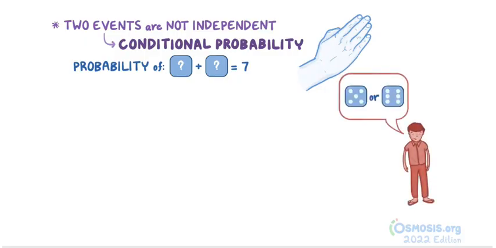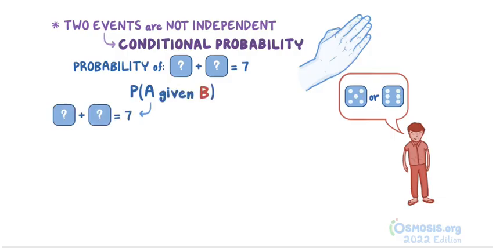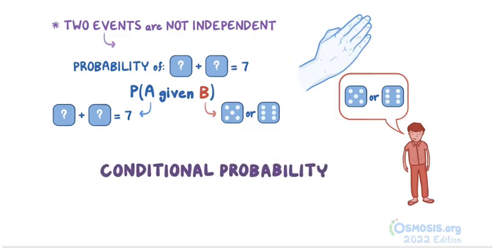In this situation, what we really want to figure out is the probability of event A, which is getting a combination of dice that add up to 7, given that event B happened, which is rolling either a 5 or a 6. Since the probability of event A depends on what happens in event B, these events are not independent, and we use conditional probability.